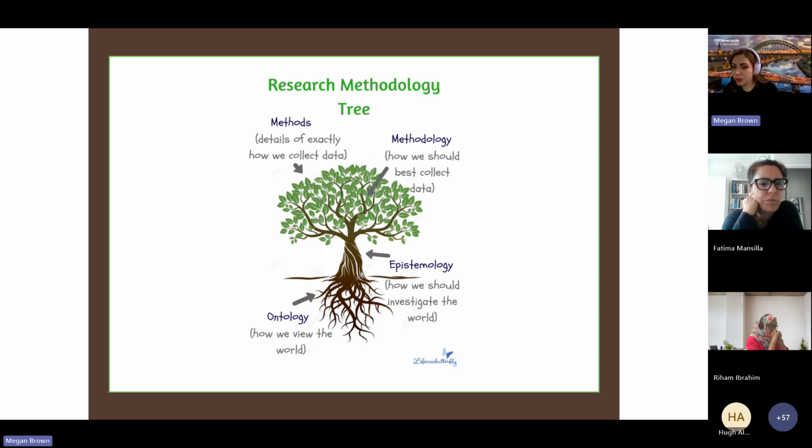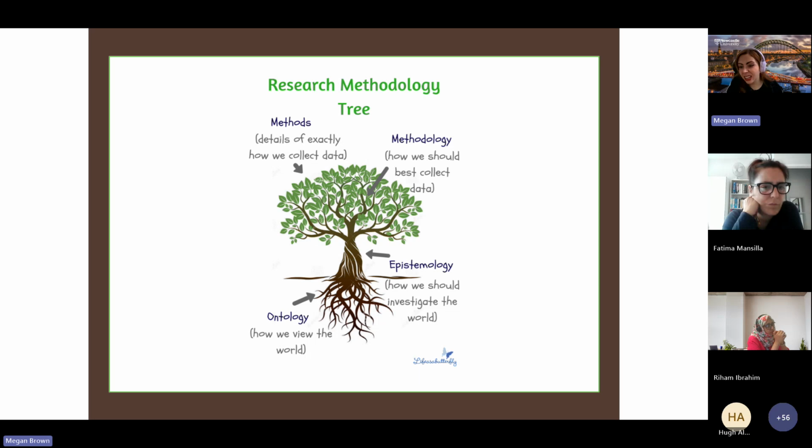So ontology, that's what's real, that's about how we view the world. Do we believe that there is one reality that we can objectively know, or that there are multiple socially constructed realities? The epistemology is how then we should investigate that. So if I believe that there is one single reality, it makes sense that I would choose those positivist or post-positivist approaches where I'm trying to make myself as bias-free or as neutral as possible to get the closest representation or understanding of that singular reality that we're all living within.